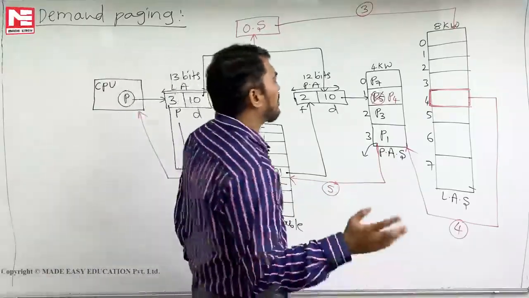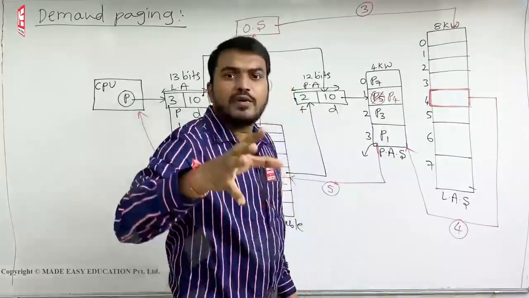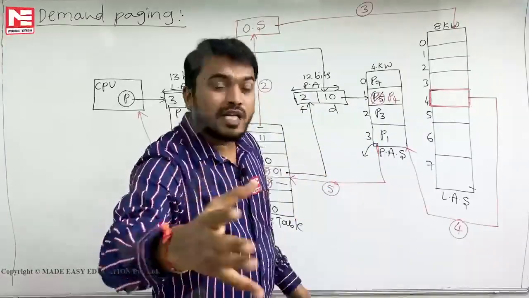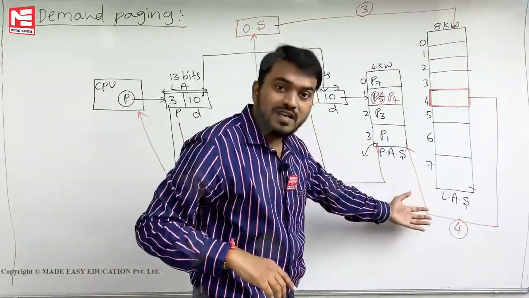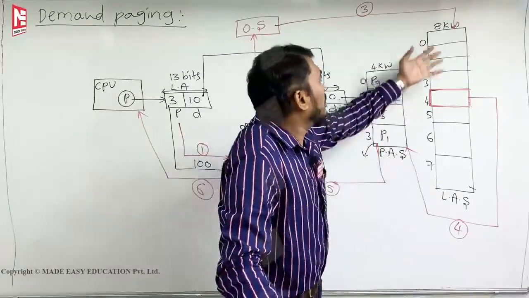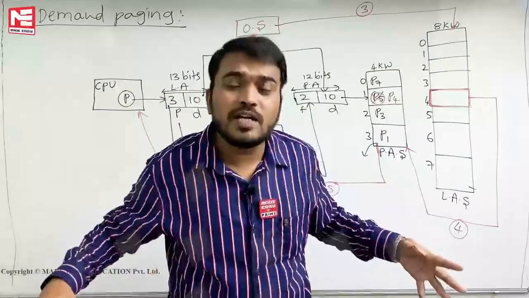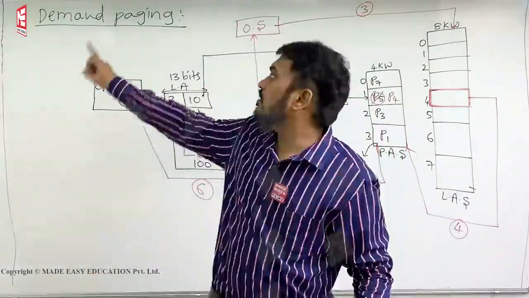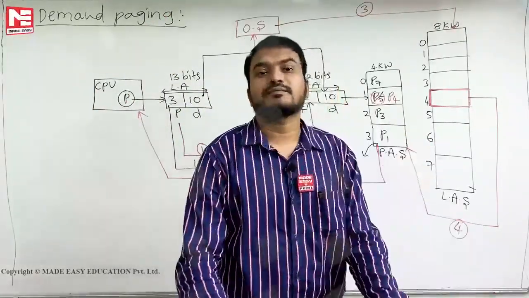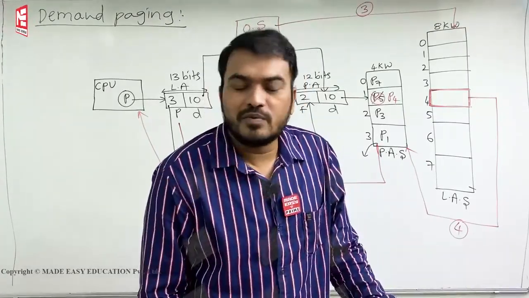Look here. If you observe the process size, what is the size of the process here? 8 kilobytes. And what is the main memory allocated to the process here? 4 kilobytes. You are executing an 8 kilobyte process on a main memory of 4 kilobytes. So how is that actually happening? That is happening with the help of demand paging, or with the help of virtual memory. Is that clear for everyone?